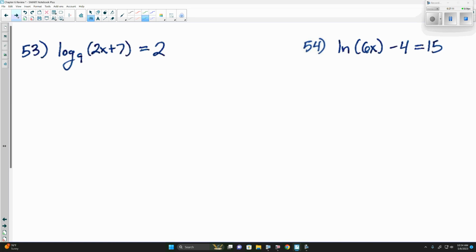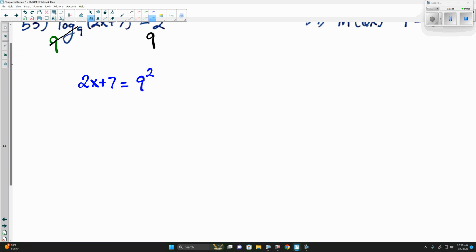53. So the first thing we need to do is get the logarithm by itself. It is by itself. Now we need to apply a base to both sides. What base would we apply? 9, because it is log base 9. Because our property states b to the log base b of x is equal to x. These will cancel out, leaving us with 2x plus 7 is equal to 9 squared.